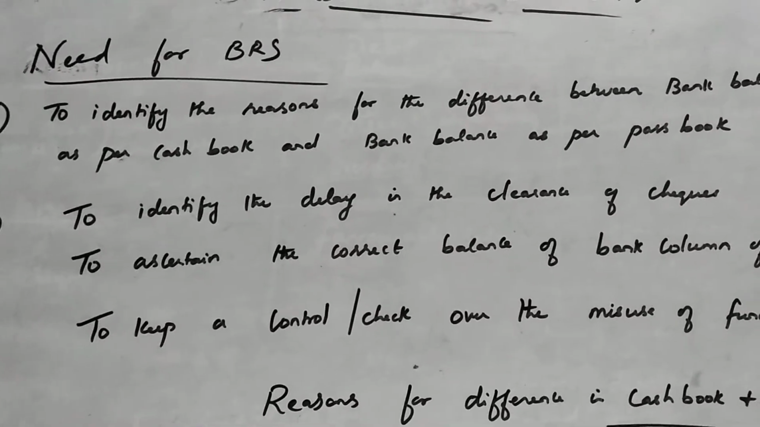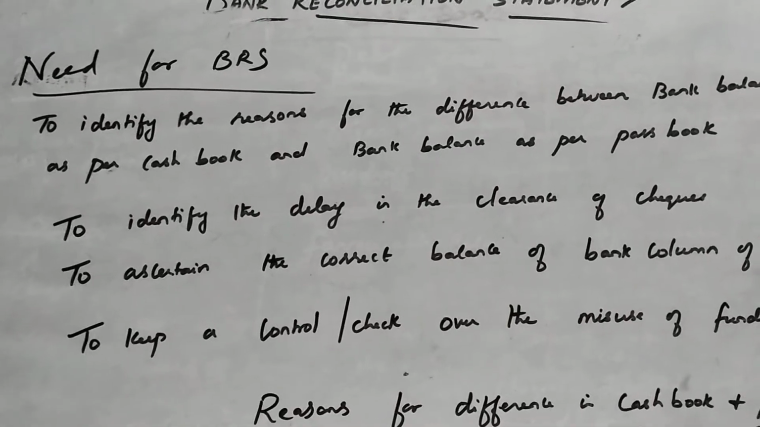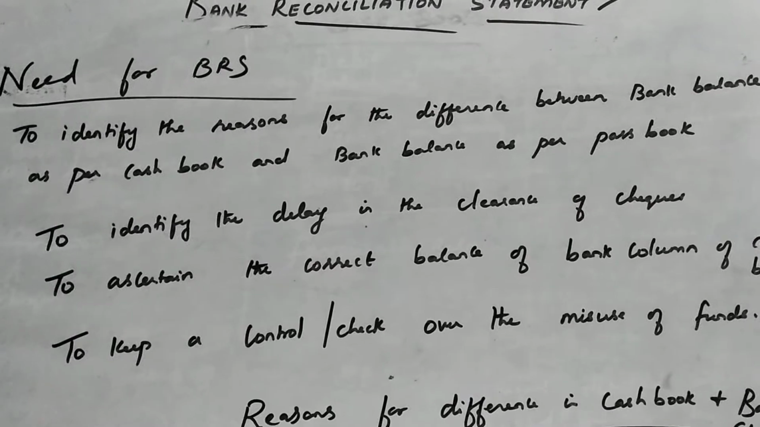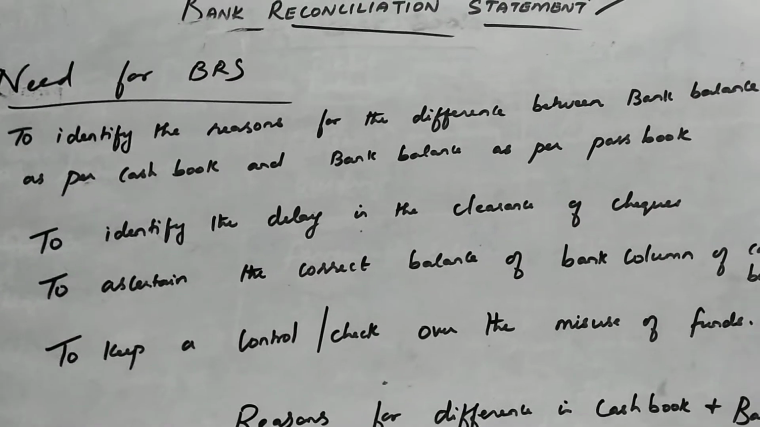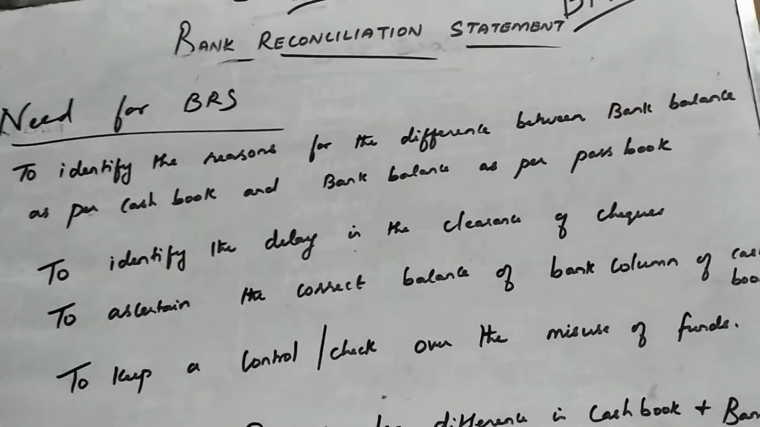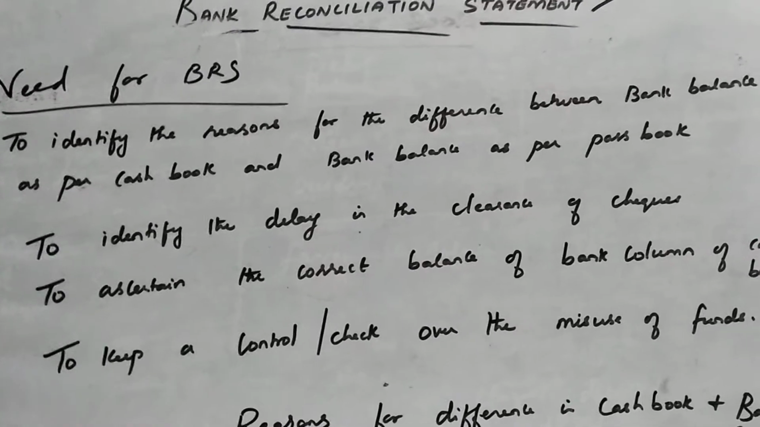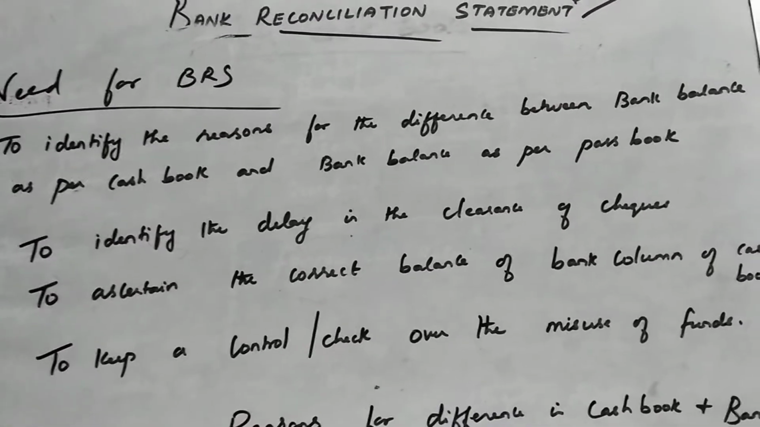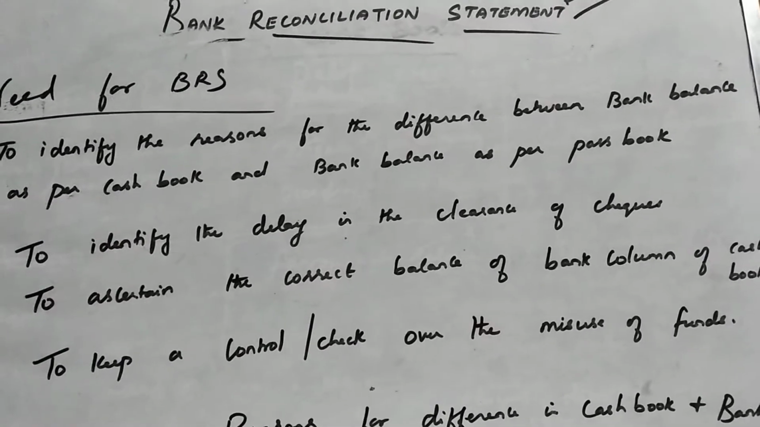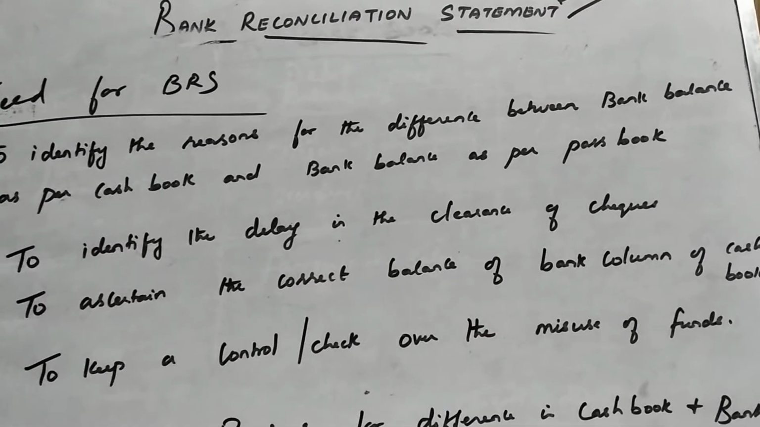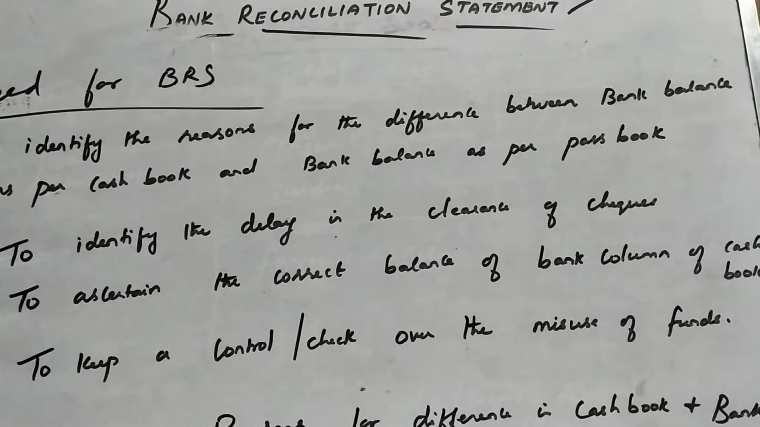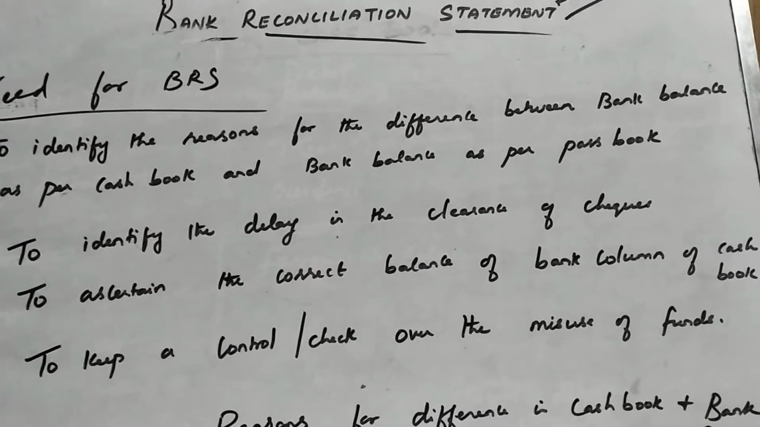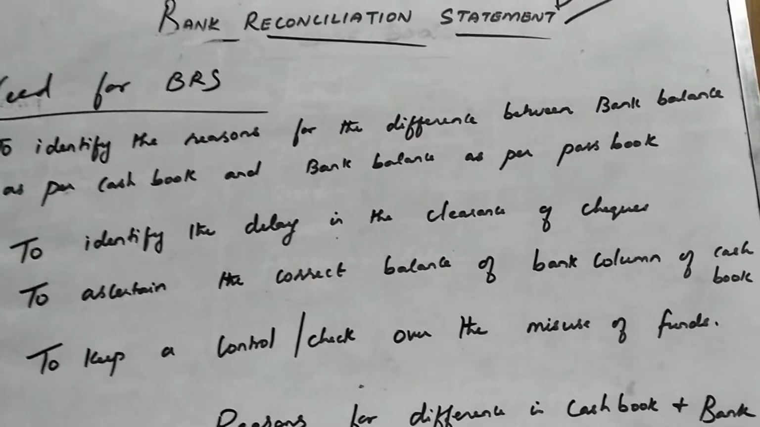Then the second need is that we need to identify the delay in clearance of check. Why is there a delay? As I told you in one of those examples, you have issued a check to your supplier and the supplier must deposit the check with the bank. So the date of issue will be different and the date of payment will be different. There is a time gap between the date of issue and the date of payment.